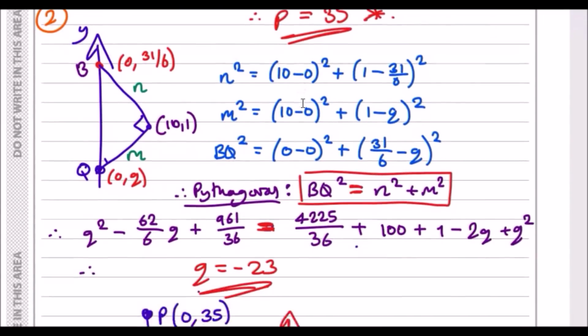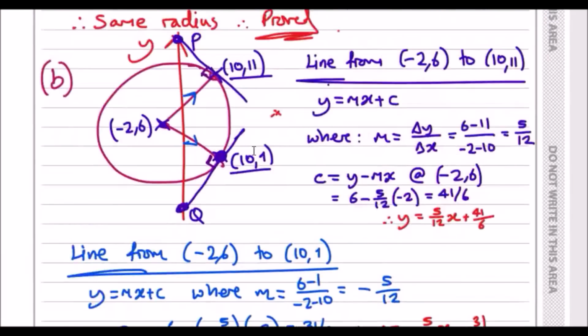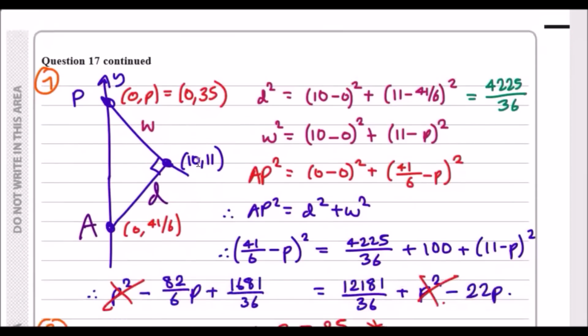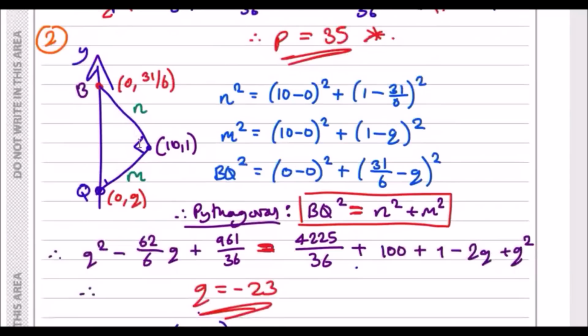Now for the second equation, it's the same thing. So just looking back at the general graph, we worked out this coordinate. So we know that P here is 0 and 35. Okay. Now we need to find the coordinates of Q. So we're going to work with the bottom half. So the tangent from 10, 1 to 0Q. Okay. So just repeat the procedure.